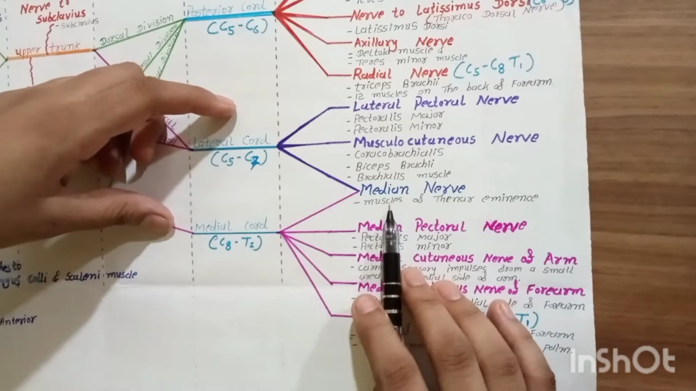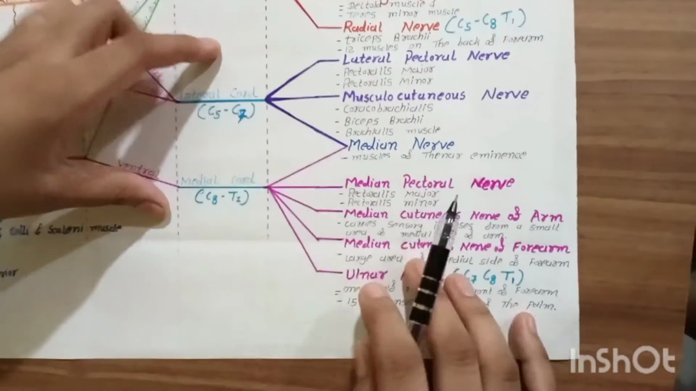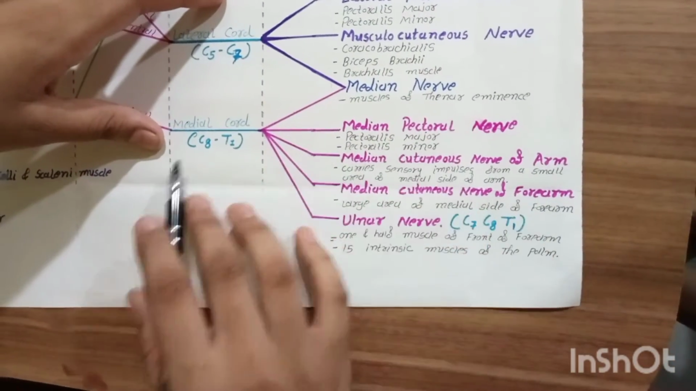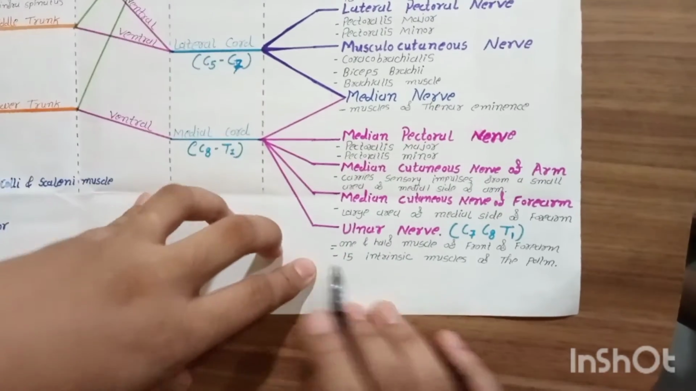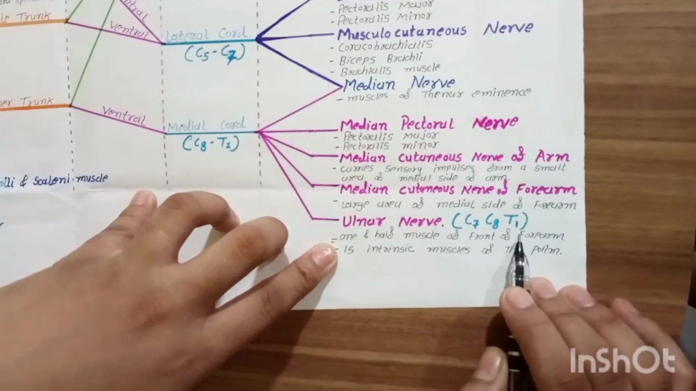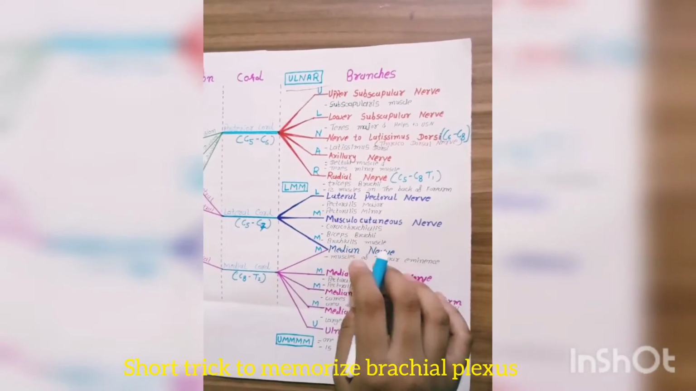Branches of the lateral cord have the same root value, C5 and C7. Now the branches of the medial cord have C8 and T1 root value, but there is also an exception. Ulnar nerve has C7, C8 and T1 root value.